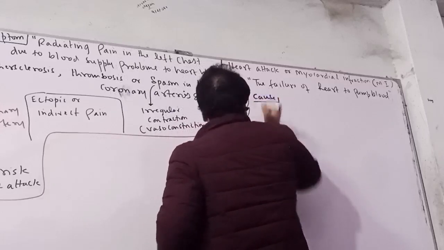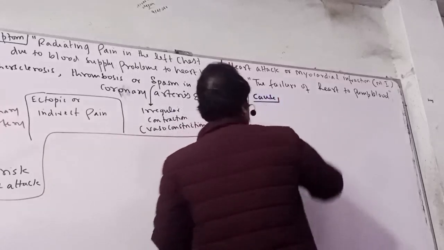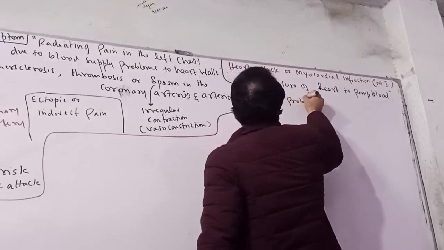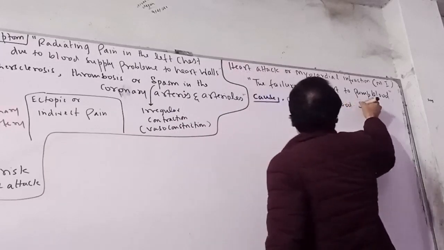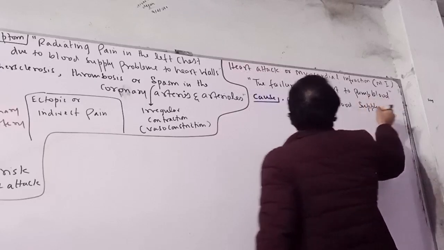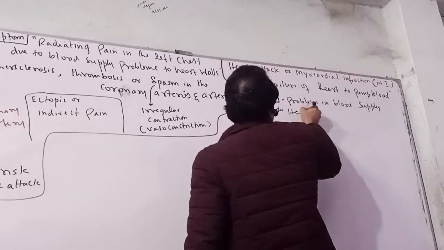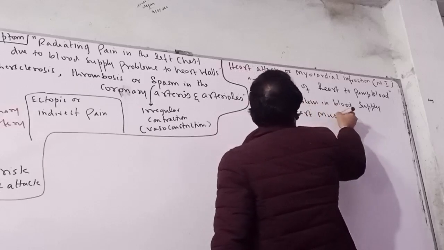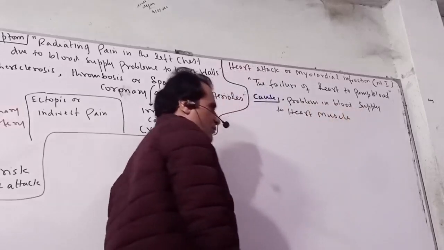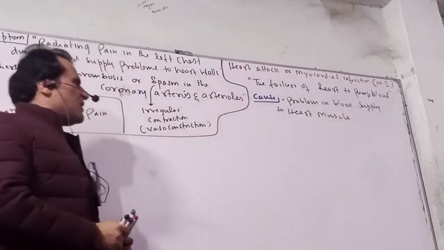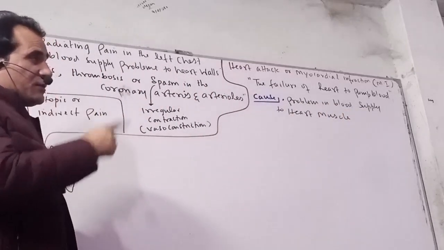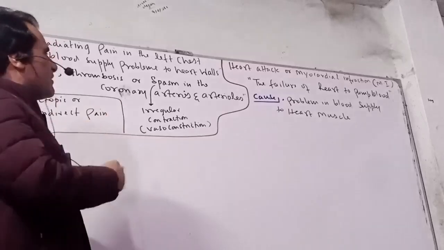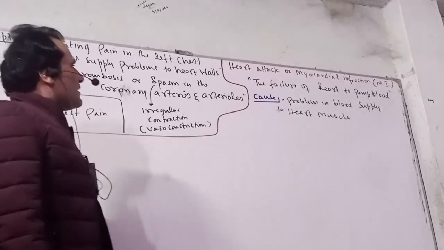The basic problem is a problem in blood supply to the heart muscles. The heart muscle needs a continuous supply of energy, and that energy comes from glucose and oxygen. When the oxygen and glucose supply is very low, the heart muscle is damaged.